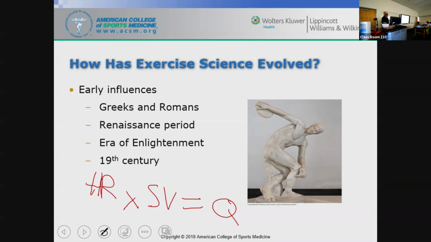So if you change the heart rate, you could change the cardiac output. If you change the stroke volume, you change the cardiac output. And then there's also a couple other numbers that go into stroke volume too that we're not going to go into. So any little changes are going to change how much oxygen you're utilizing during physical activity. Any questions? Heart rate times stroke volume equals cardiac output, or Q.